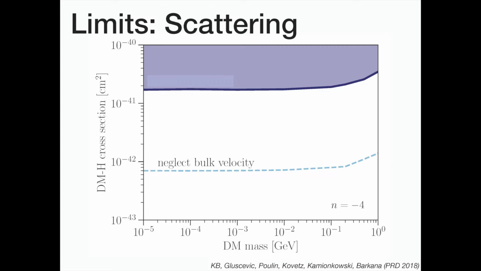This is the dark matter cross-section against the mass for v to the -4. This is the constraint that you get. It's very, very flat until you get to higher masses. And if you were to completely neglect everything that I just said, this is the constraint that you would draw. So if you neglected this bulk velocity issue, you would be overconfident by over an order of magnitude. So this effect is very important and needs to be treated as such.